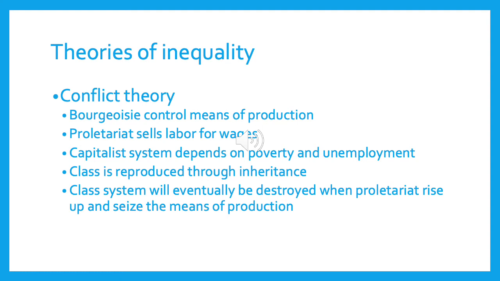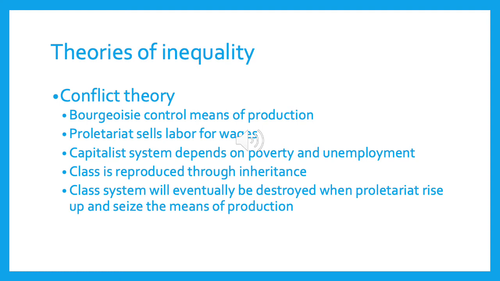For Marx, class is reproduced through inheritance, specifically inheritance of goods or of means of production. So if I own farmland, or I own a factory, or I own a lot of capital, meaning money, from having owned the means of production, I then pass that on to my children, who then inherit my class status because they inherit the means of production.